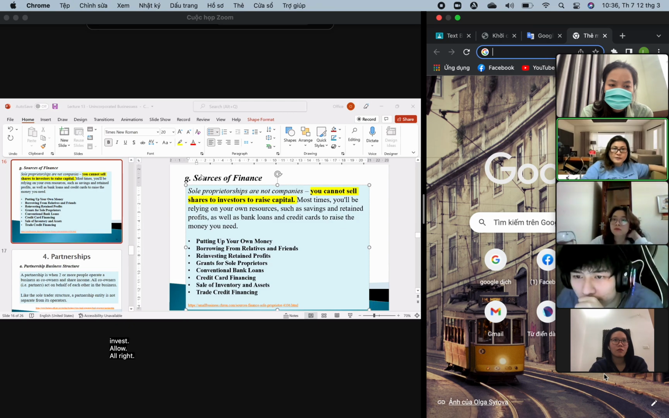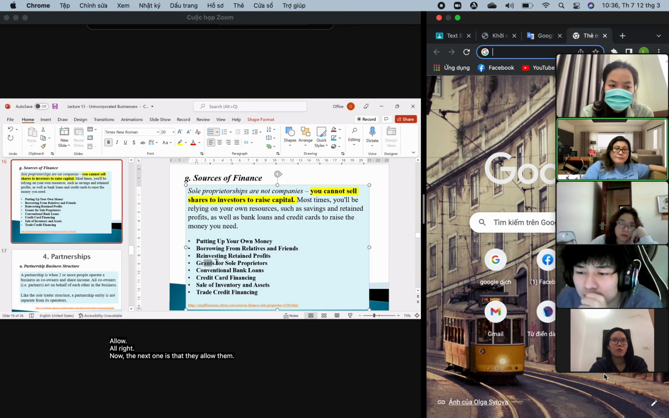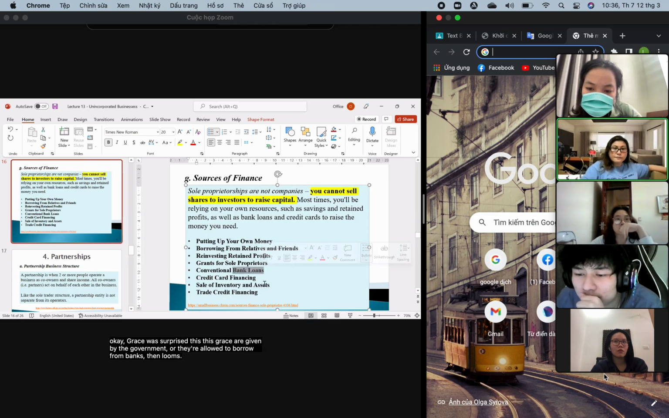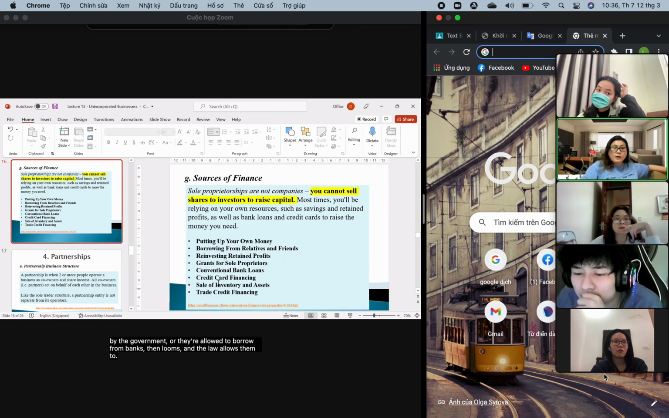Now, the next one is that they are allowed to receive grants from the government. Grants for sole proprietors are given by the government. Or they are allowed to borrow from banks, bank loans. And the law allows them to take finance from a credit card.